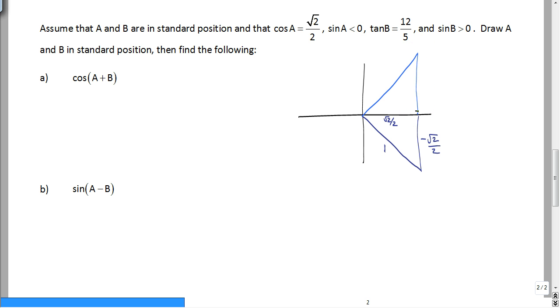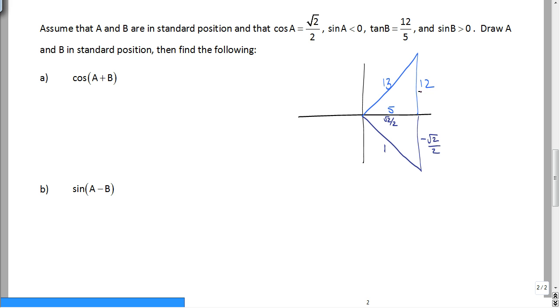And this one is going to say that the tangent of B is opposite over adjacent. So this is 12 and this is 5. Use a little bit of Pythagorean theorem, and we are going to get that that is 13. So from there, all we have to use is our sum and difference formula. So we have the cosine of a plus b. So use the sum of cosine formula, and we're going to use these values.